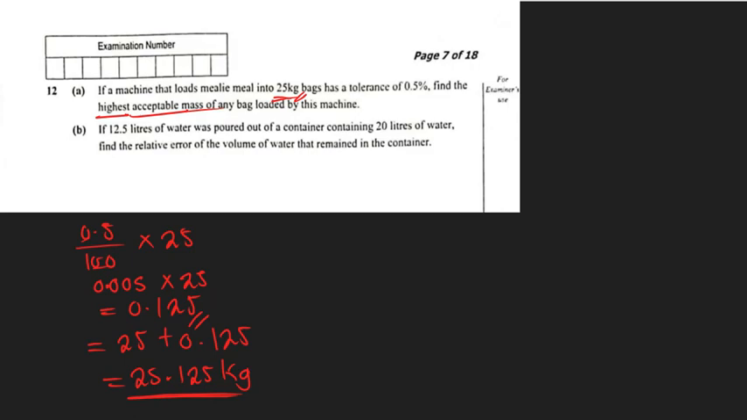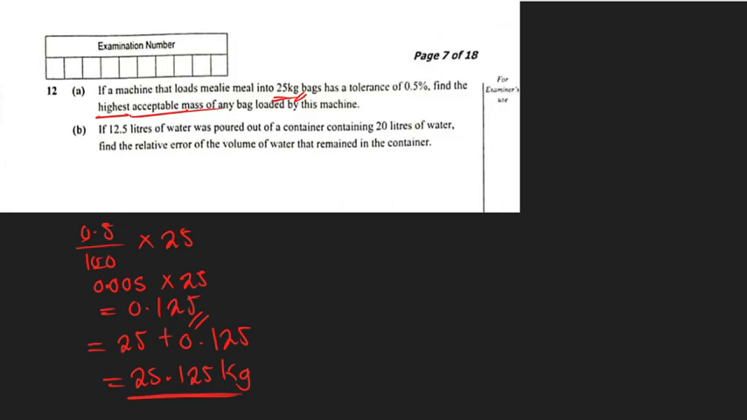We come to questions involving absolute error, relative error. These two questions, they don't miss. They've been coming like that. If 12.5 liters of water was poured out of a container containing 20 liters of water, find the relative error of the volume of water that remained in the container. So basically they just want you to find the relative error.